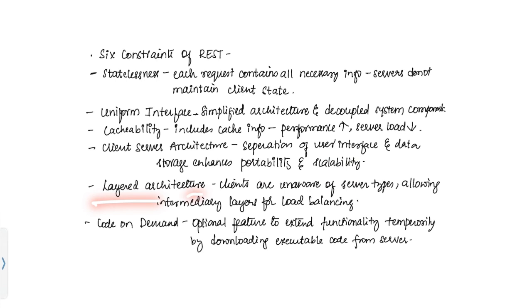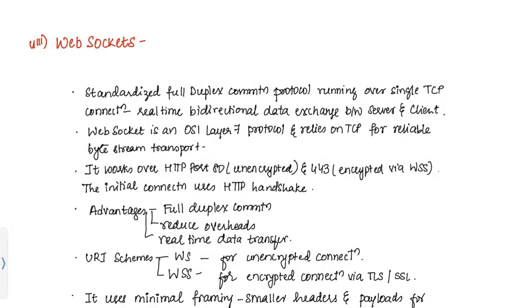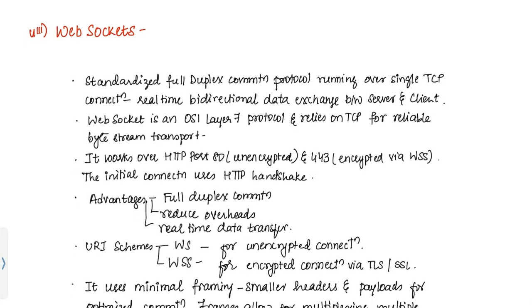We have layered architecture here. So here layered architecture, in the sense clients are not aware of the different server types, thereby allowing intermediate layers for load balancing and security perspective. Then we have code on demand. This is an optional feature to extend the client functionality temporarily by downloading executable code from the server. So next protocol which we have is WebSockets.